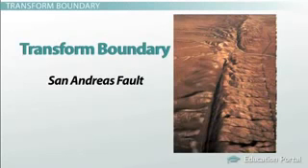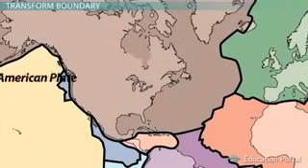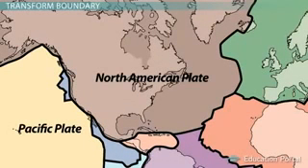The most famous example of a transform boundary is the San Andreas Fault in California. The San Andreas Fault is the edges of the Pacific Plate and the North American Plate. The fault line runs through the Gulf of California and through the western part of California before running back under the ocean. The Pacific Plate is moving northwest with respect to the rest of North America at the rate of several centimeters per year.